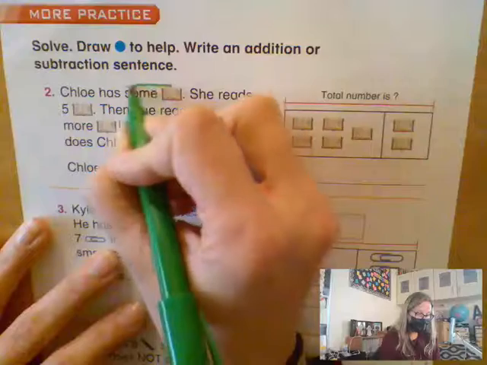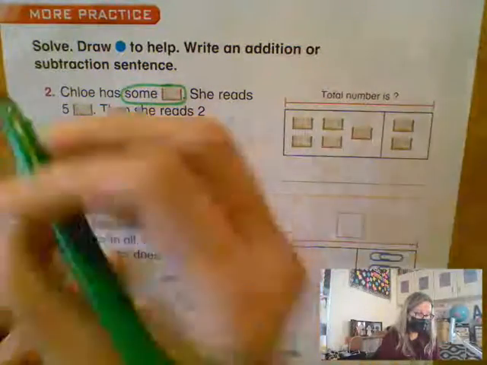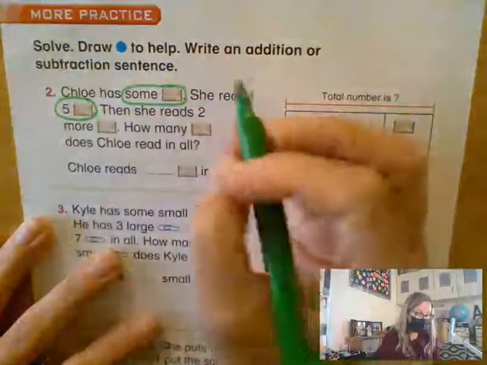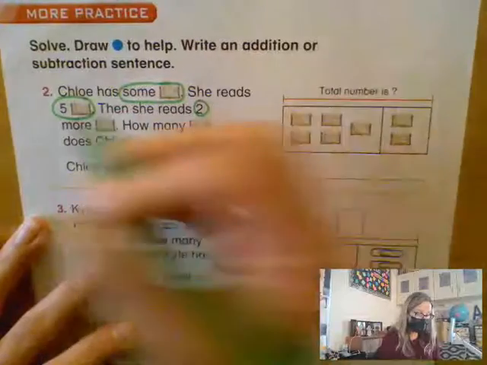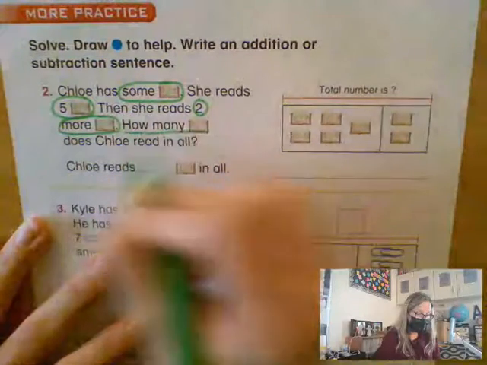Some books. Everyone circle some books. That's a number we don't know. Keep going. Circle 5 books. Circle 2 more books.